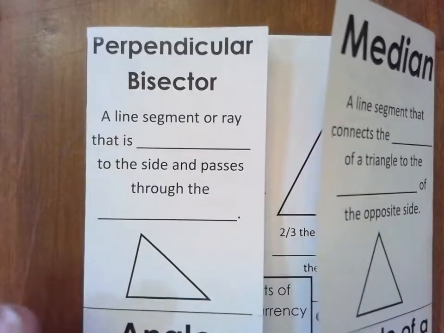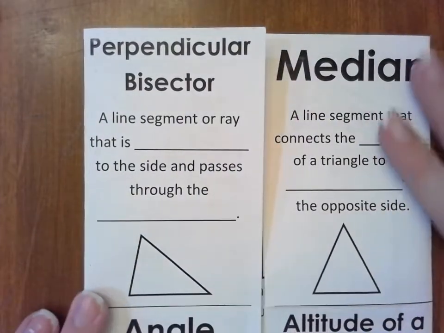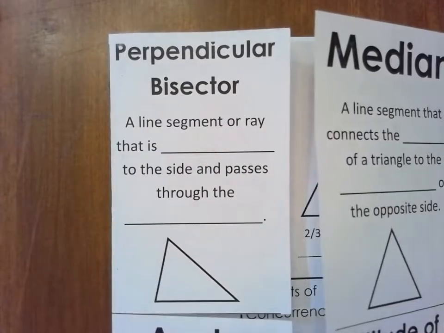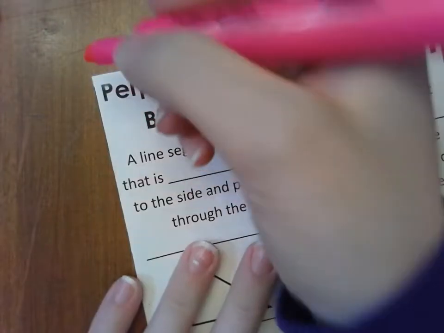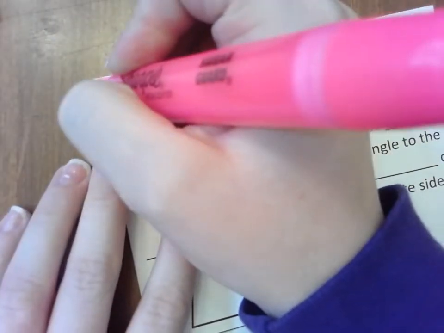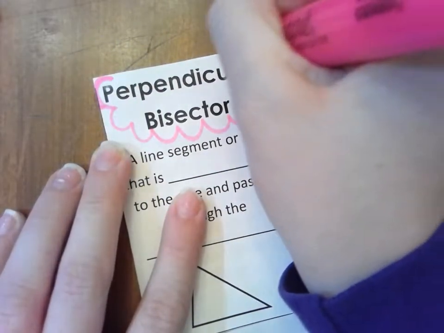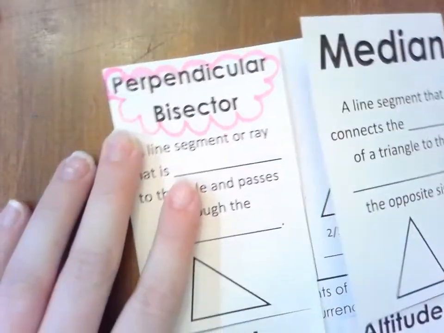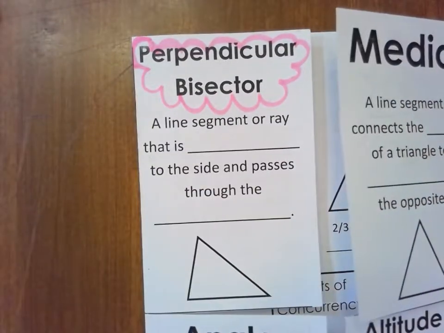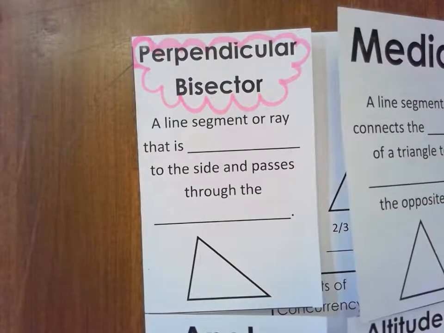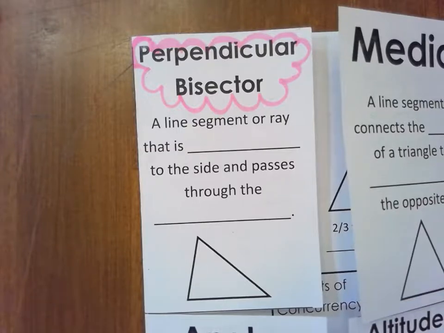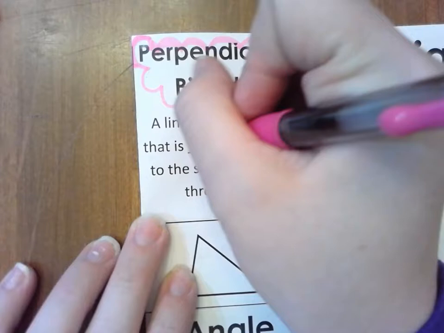Okay, so the first thing we're going to talk about is the perpendicular bisector. And if you remember, a bisector cuts something in half. So that's exactly what this will do. So specifically, a perpendicular bisector is a line segment or ray that is perpendicular to the side and passes through the midpoint.